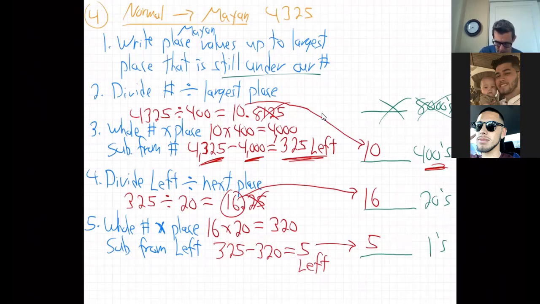And now we just changed to Mayan symbols, but that's the easy part, right? This will just be a bar. This is going to be bar, bar, bar, dot. Like that. For 16, this is 5. This is bar, bar for 10. So there's the Mayan version of 4,325.